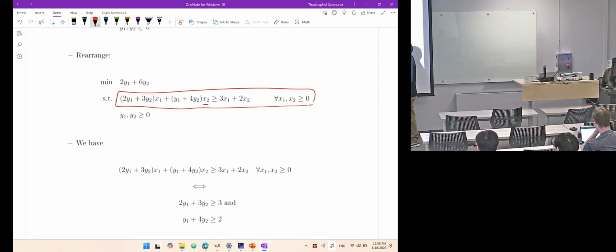This constraint is true for all x that is positive if and only if both of these constraints are true. That is, for this to be true, you need the coefficient of x1 on the left side to be more than 3, the coefficient of x1 on the right side. The coefficient of x2 on the left side needs to be more than 2, the coefficient of x2 on the right side. So this constraint is just the same as having these two things satisfied simultaneously.